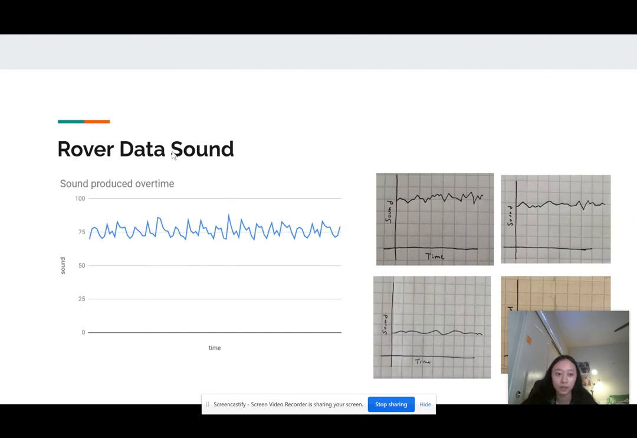Next, for the rover data sound produced over time graph, it seems to be relatively high, but it's also constant. And I corresponded this data to 4 biomes, which were the Rocky Mountains, desert plains, marshlands, and tropical islands. And all of these are constant, so it would make sense.